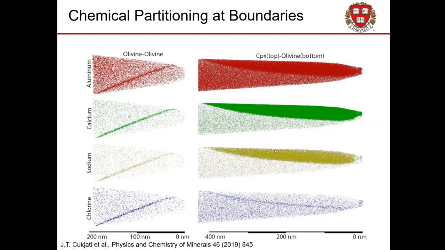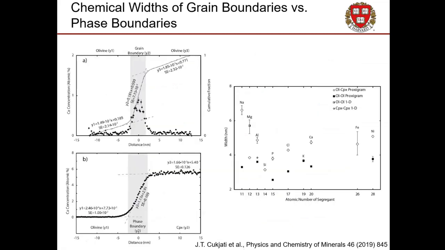In the case of olivine, quite a few of them: aluminum, calcium, sodium, and chlorine. In the case of clinopyroxene to olivine, it was a little less obvious because there's quite a bit of aluminum, calcium, sodium in the clinopyroxene, but the chlorine is clearly segregated. So that's nice. We can now see these grain boundaries in the chemical imaging, and that's very attractive. But what we can do that can't be done any other way is determine the actual widths of these chemical segregation phenomena at these boundaries.